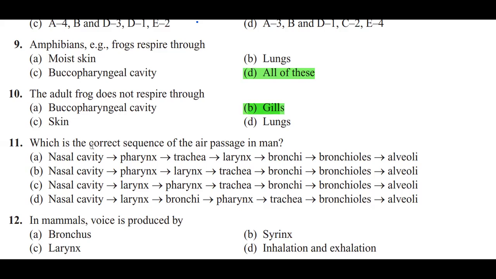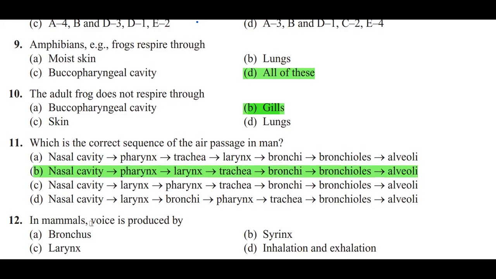Next, which is the correct sequence of the air passage in man? Nasal cavity, pharynx, trachea. No, this is wrong. Nasal cavity, pharynx, larynx, trachea, bronchi, bronchioles, alveoli. Yes, of course. Nasal cavity, larynx, pharynx. No. Nasal cavity, larynx, bronchi, pharynx. No. So the correct option is nasal cavity, pharynx, larynx, trachea, bronchi, bronchioles, alveoli.